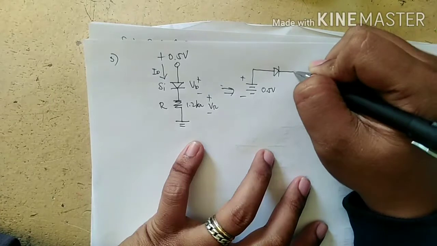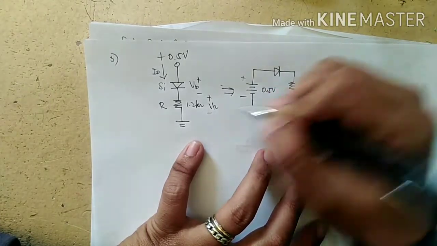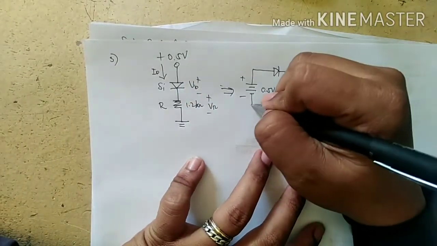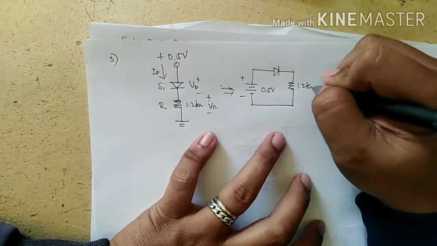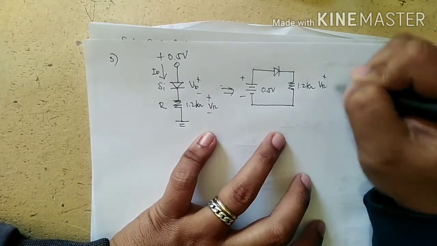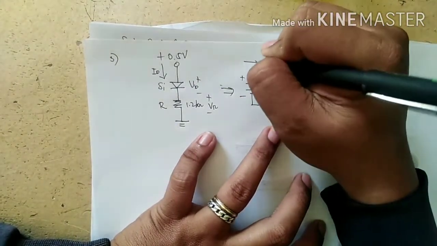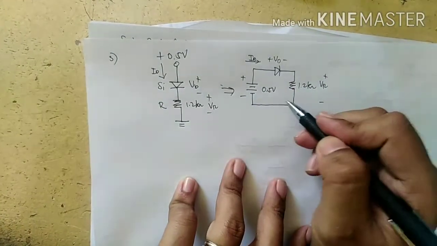First, the equivalent circuit. This resistor is 1.2 kilo ohms. So this is VR, this is VD, and ID is the current. This circuit is equivalent to this circuit.